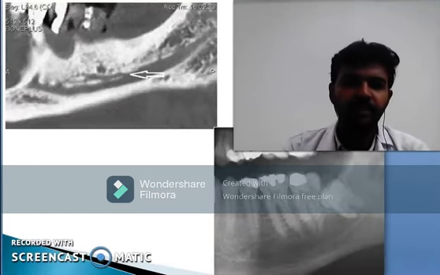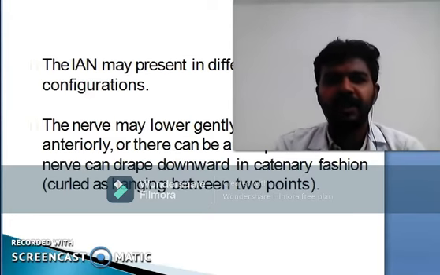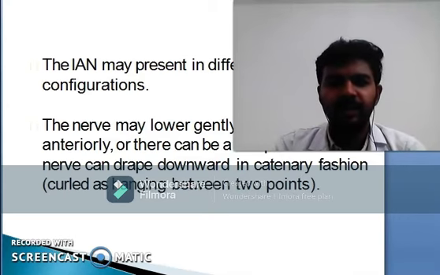This is the inferior alveolar nerve canal. The inferior alveolar nerve may present in different anatomic configurations. The nerve may lower gently as it proceeds anteriorly, or there can be a sharp decline, or the nerve can wrap around in a catenary fashion.